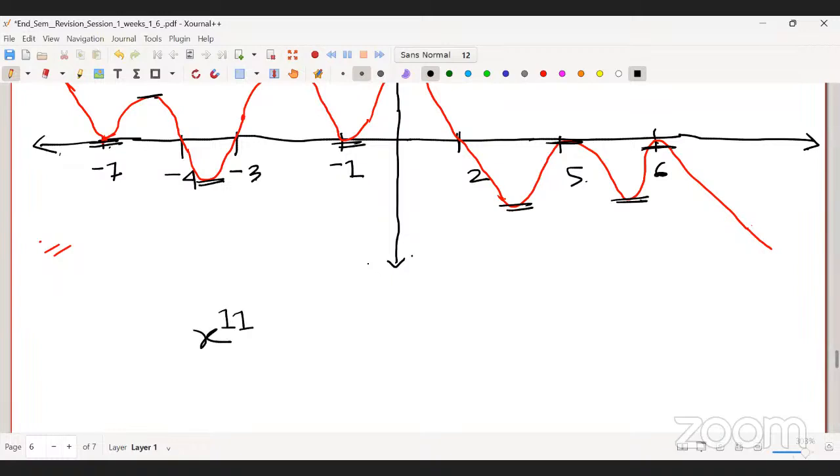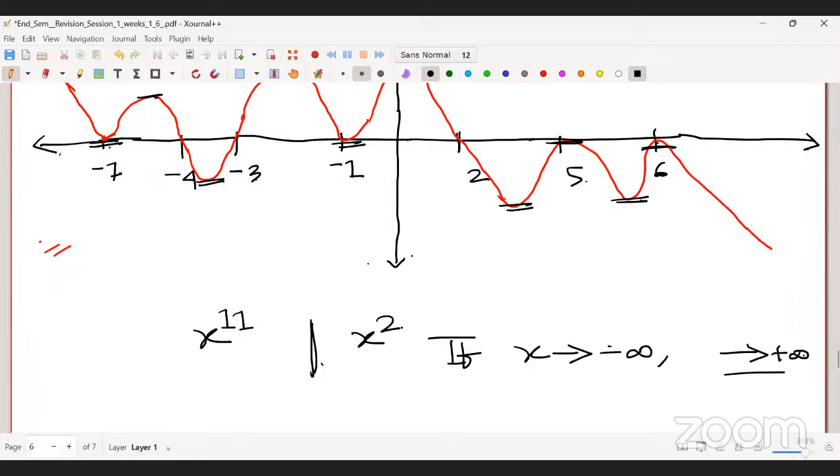If it is x square, then it will go to plus infinity. Yes, correct. If the leading coefficient is x square, then certainly on the left hand side, if x is going towards minus infinity, then x square will go towards plus infinity. On the right side, if it is x to the power 11, then in both cases it will go to infinity on the right side.